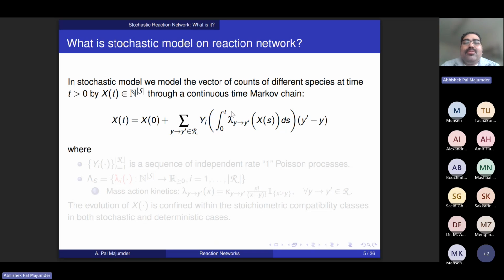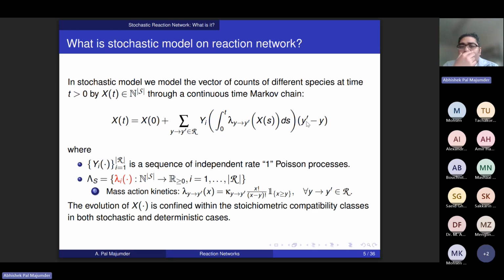This is the value of the aggregated reaction rates corresponding to the reaction y to y prime. And for each of the reactions taking place, Y_i are a sequence of independent unit rate Poisson processes, and y prime minus y is, for every reaction, the change in the species counts, and that is an element of the stoichiometric subspace. I know this may look very complicated, but this structure will be very simple when I explain it with the example that we saw in the last slide.